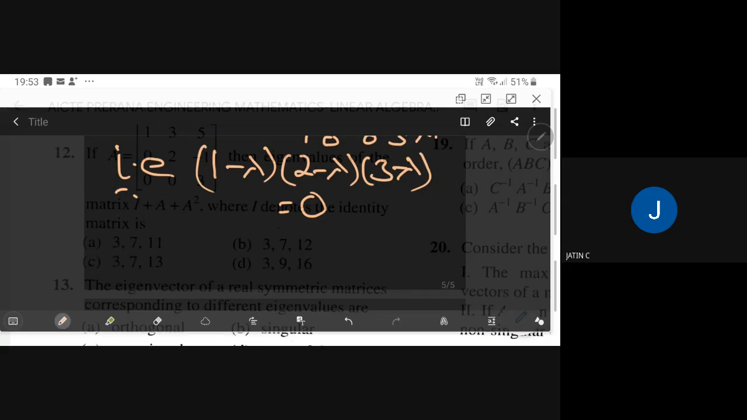Tell me. Yes, sir. For A square, you can find out all the diagonal elements. After multiplying, just find it for the diagonal, so you get the trace of A square. Then you add up all the traces of the three matrices. The sum of the traces should be equal to the option, so it will be option C: 3, 7, and 13. How are you doing it? Tell me.